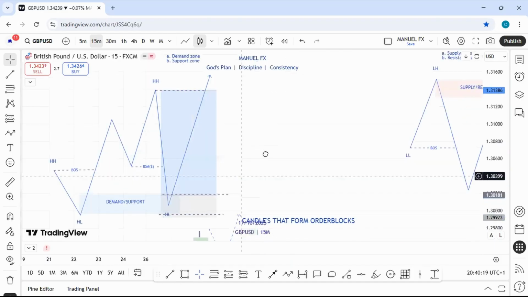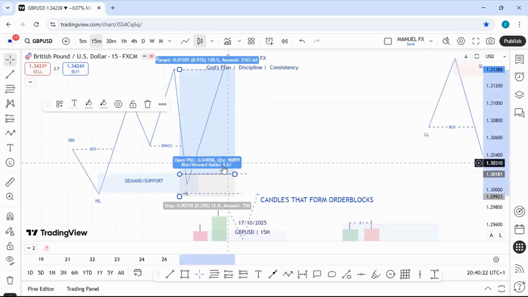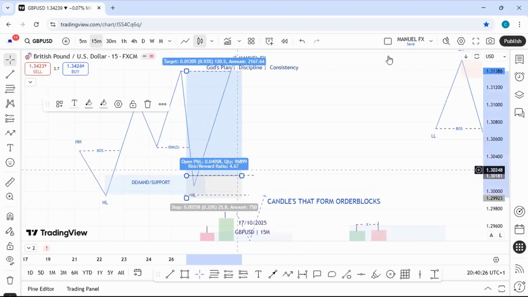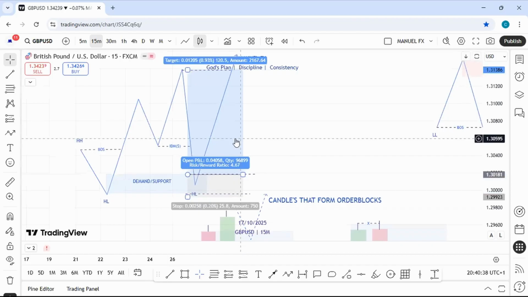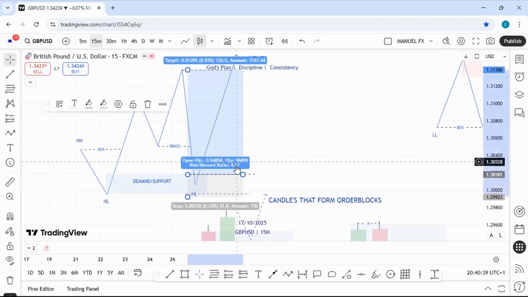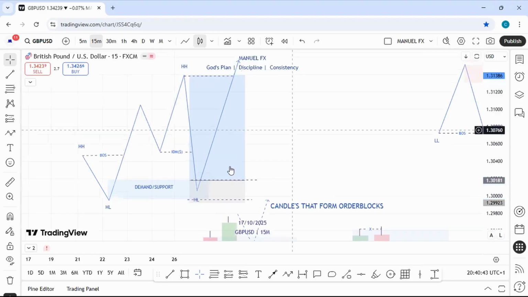What it means is that if you're risking $100, you're making $400 as you multiply the 100 by 4.67. If you're risking $50, you multiply it by 4.67. It will tell you how much you're making. You can see the value, right?